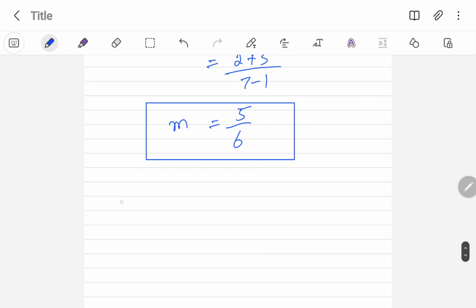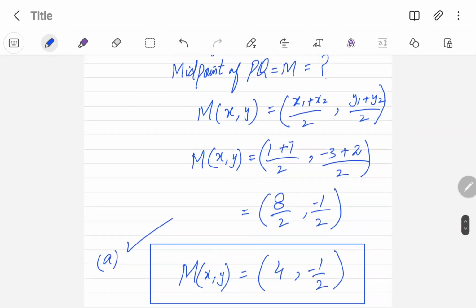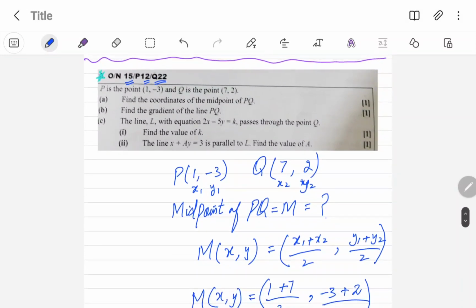Now we are going to solve its C part. C part has the statement: the line L with equation 2x minus 5y is equal to k passes through the point Q. Find the value of k. The line x plus ay is equal to 3 is parallel to line L. Find the value of a.